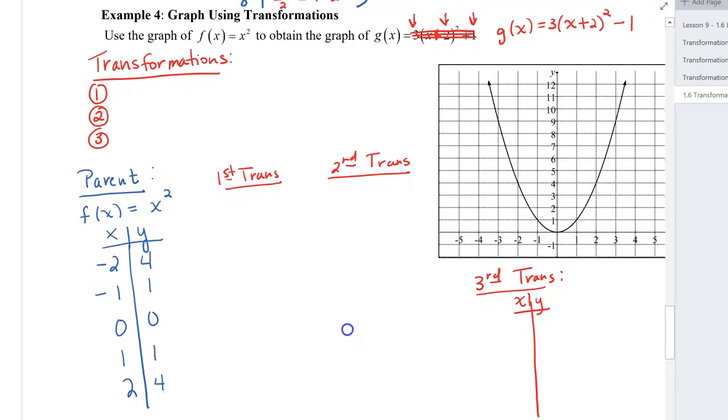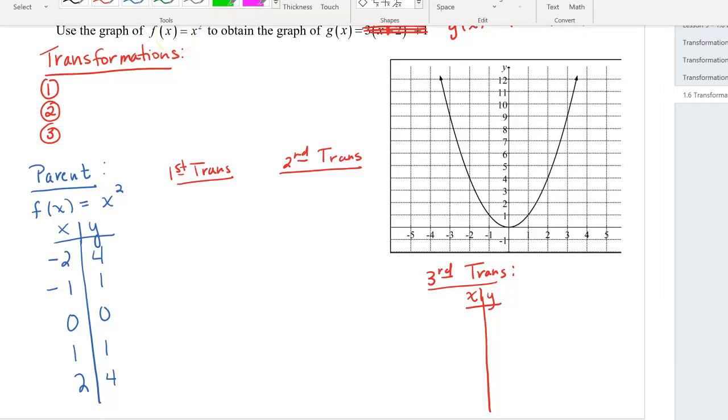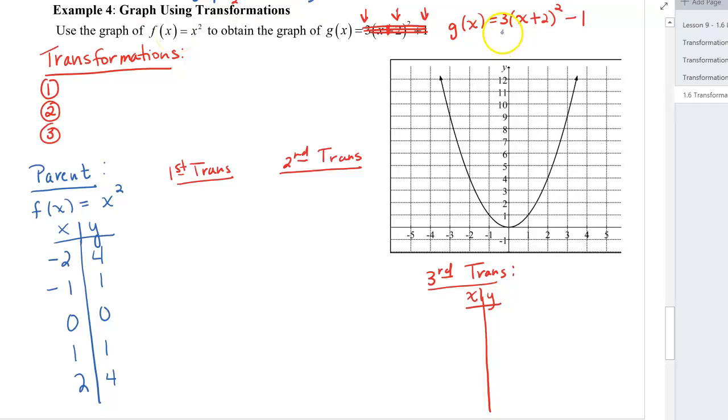Lesson 10, Example 4. So example 4 takes the function f of x is equal to x squared and transforms it by adding in these numbers. This 3 outside, the plus 2 inside, and the minus 1 outside. So we have to remember these transformations. So we start inside. This plus 2 is going to be a shift left 2.